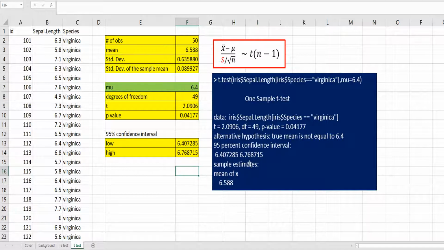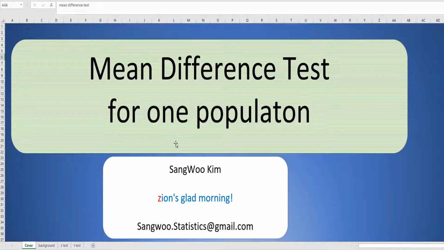Same as our output. So in this video, I wanted to show you how we can do the Z-test and T-test based on whether we know the population variance. I hope it was useful for you to understand the mean difference test for one population.